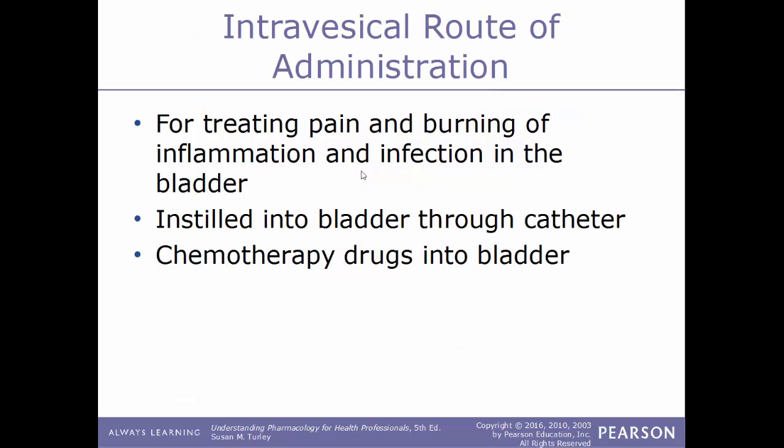Another route of administration for drugs is the intravesical route. This is used for treating pain and burning of inflammation and the infection within the urinary bladder. This is delivered through a catheter that is inserted into the bladder, and this can be used for delivering certain chemotherapy drugs into the bladder.